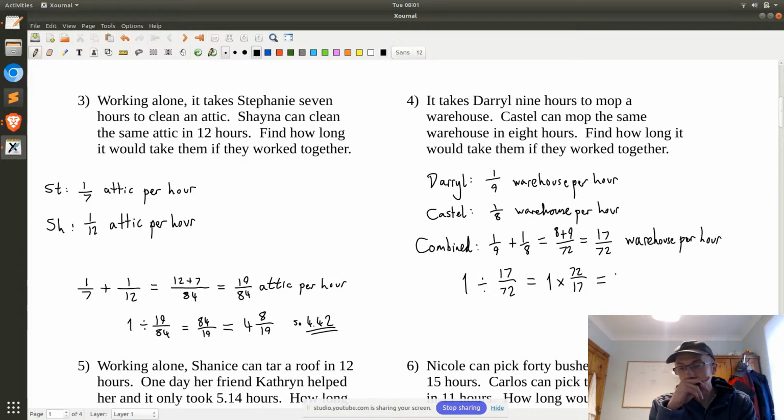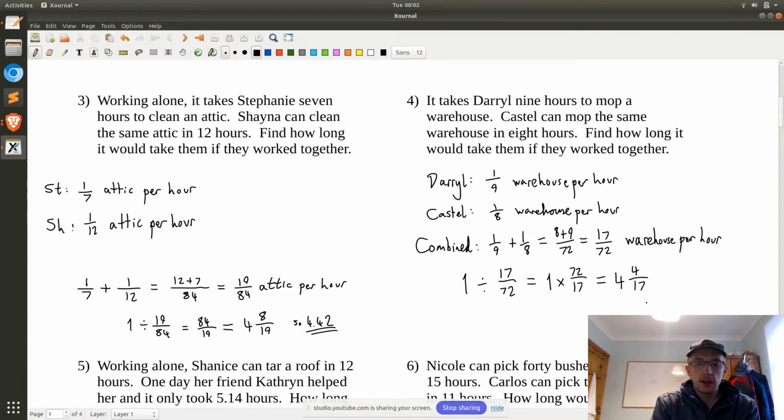And 17 is when you times 17 by 4, you get 68. And then we have 4 left over. So it's like 4 and 4/17. And 4/17 is about a quarter. So I expect the final answer to be around about 4.25-ish.